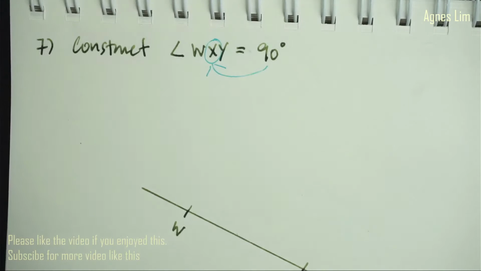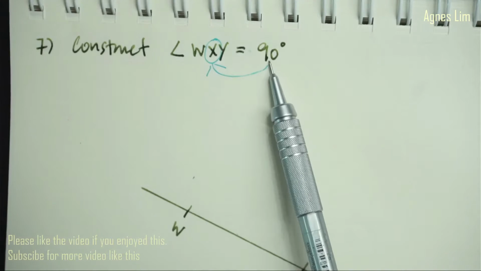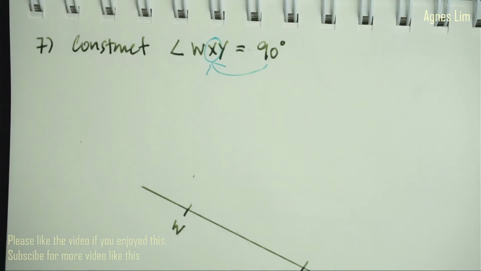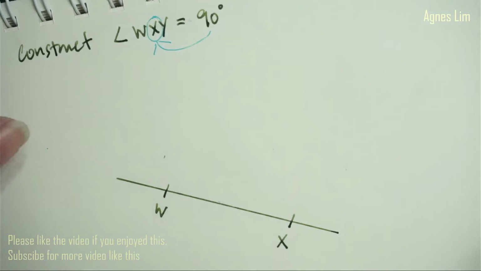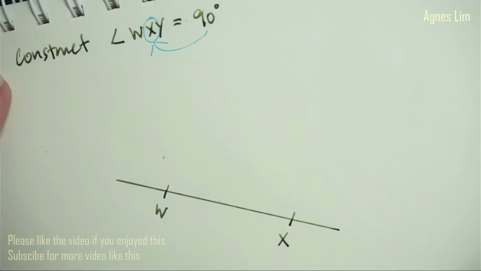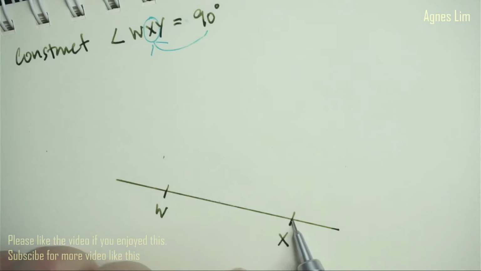Alright, so next we're going to construct 90 degrees. From this question, construct angle WXY to be 90 degrees. X is in the middle, so we got 90. Now there are two methods to construct 90 degrees. The first method that I'm going to show you is a continuation from the 120 degrees that you have learned from the previous example. Now it's WXY, so our 90 degree angle is at X.